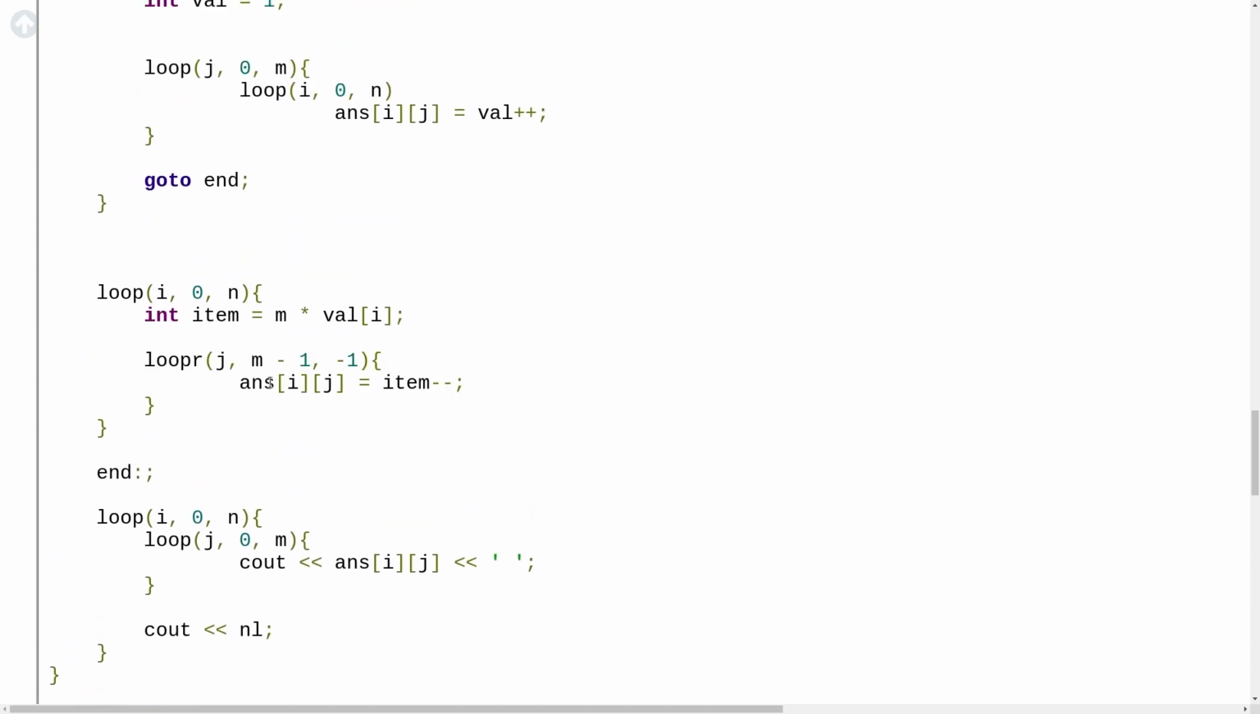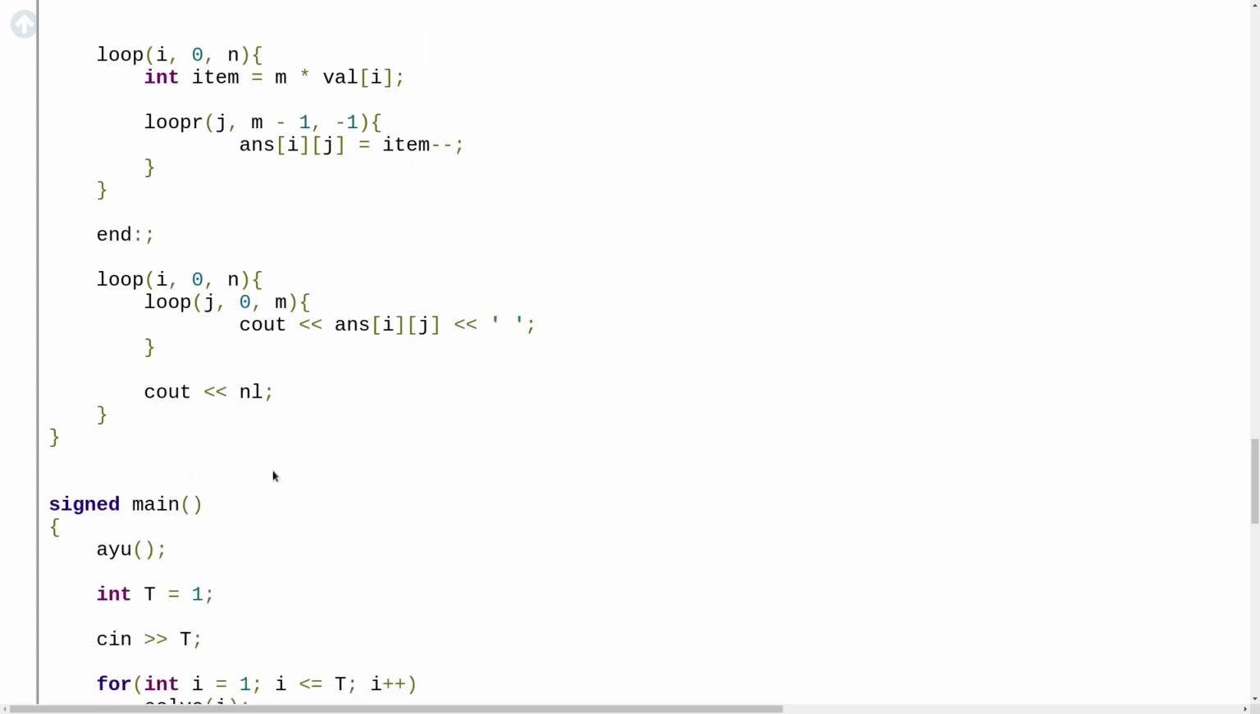And this is how I implemented it during the contest. So I'm just assigning answer of ij equals item minus minus. So item will get decremented automatically after it is assigned to answer of ij. After it, I just print my answer vector, and this was it for today's contest.